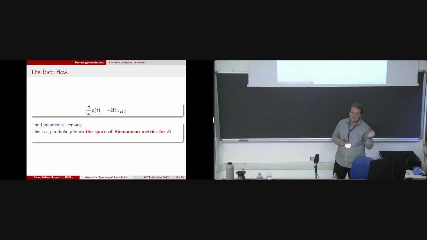The unknown here, how to say that? The hidden factor, what we want to find. We want to solve this equation for the metric. We want to solve it for G. And this G will lie in the space of Riemannian metrics. So this is the fundamental remark.